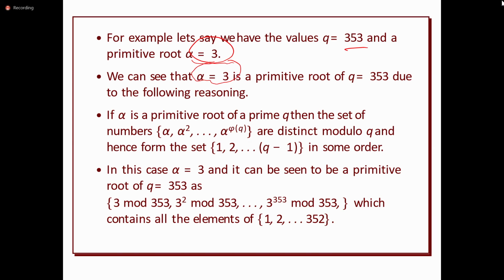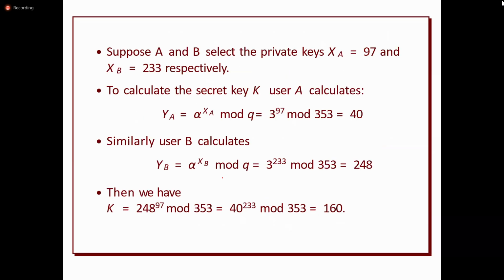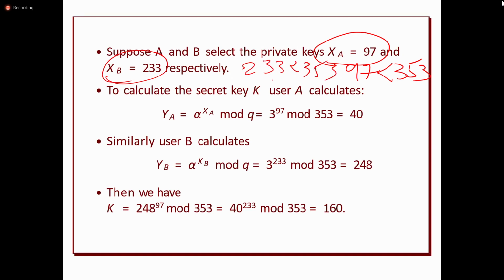So this is the formula for primitive root, already we discussed. What we need to do is select the private key. So if the private key XA is 97, which is less than 353, and also the private key of the receiver, XB, is 233, which is again less than 353. Then you need to calculate the public key of both the sender and the receiver, and we need to calculate the key value, that is K.